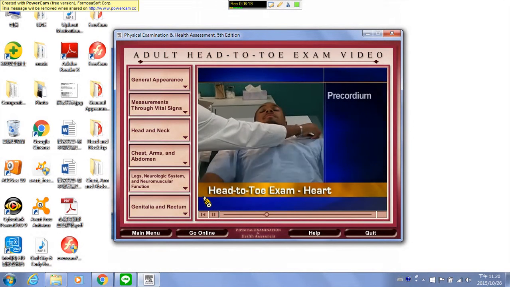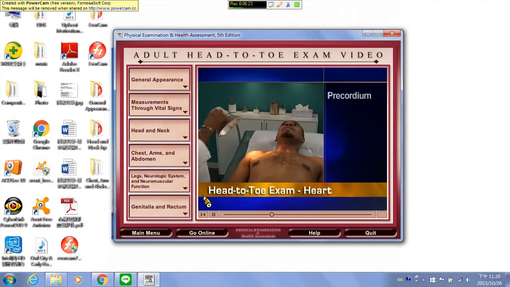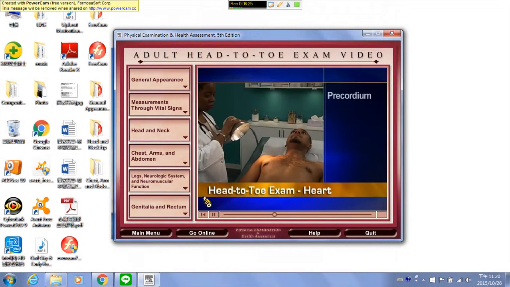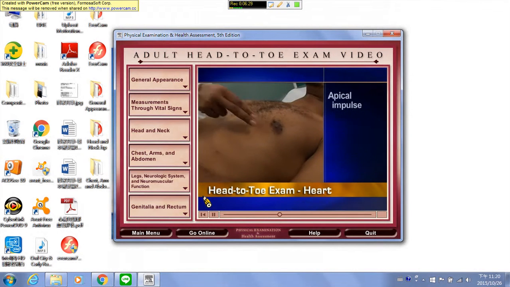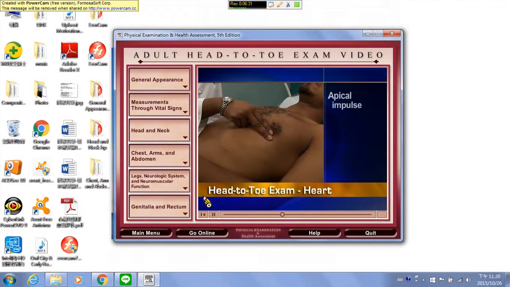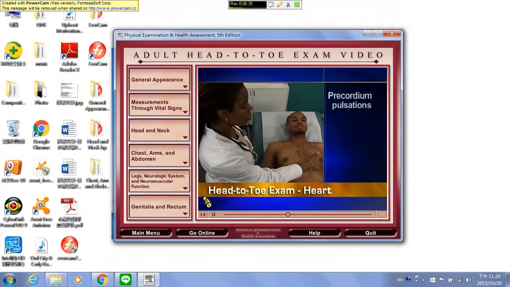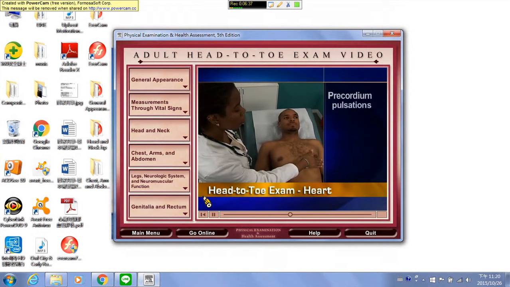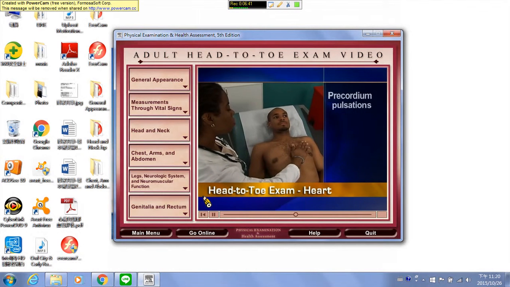Now we're just going to check the heart. Now focus your attention on the heart. First, inspect the precordium for any abnormal pulsations, such as heaves. Second, palpate the apical impulse and note its location. Third, palpate the precordium to detect an abnormal pulsation, such as a thrill, which is a palpable vibration.